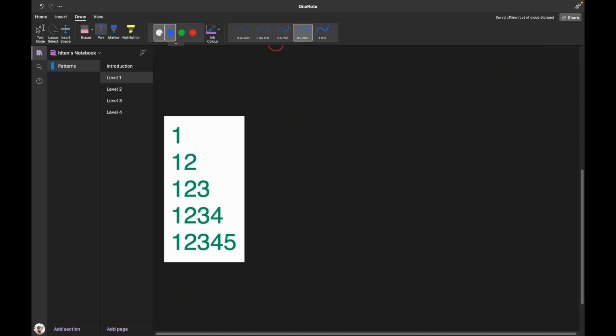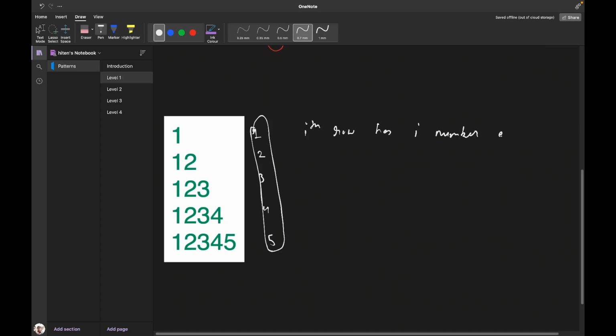Now we need to find the relationship between the number of elements and the row. If you look closely at the pattern, the first row has one element, the second row has two elements, the third row has three elements, the fourth row has four elements, and the fifth row has five elements. By analyzing this, can I say that the ith row has i number of elements, right?